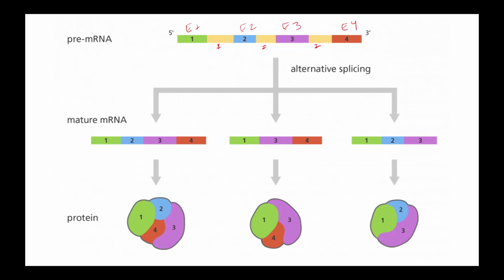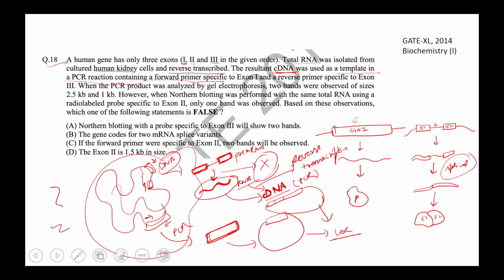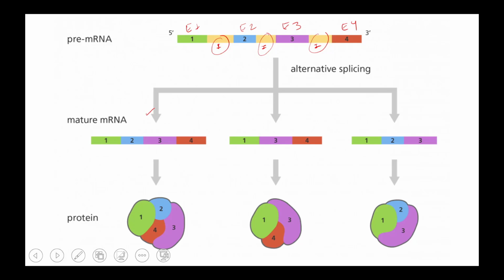So splicing can take place in either way. One way is this one, where they have shown all the introns being removed and all the exons joined together in one line, making a functional protein where all the 4 exons are packed. Okay, in the second one, in the splicing you can see only 1, 3 and 4 fragments.